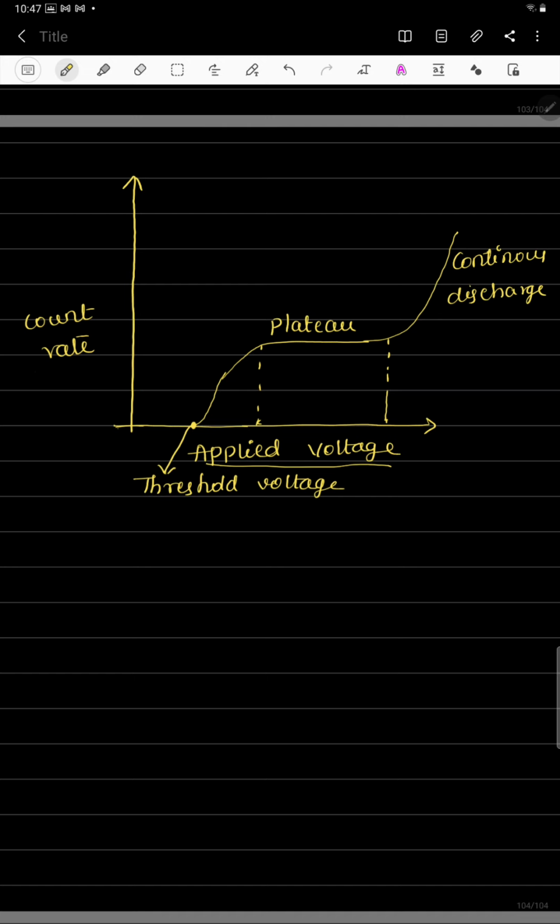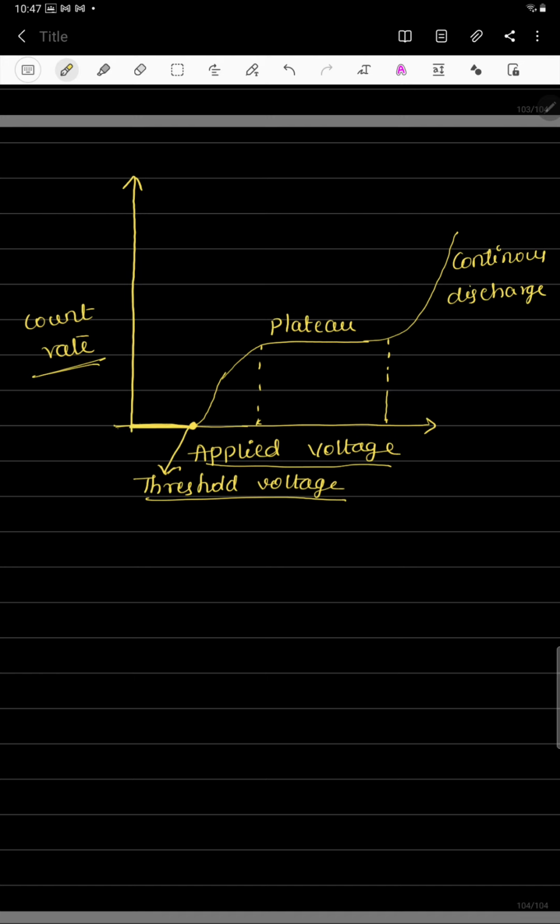Until the voltage reaches a certain minimum value, the GM counter is not going to count the radiations. That minimum voltage required for the GM counter to detect the counts, we call the threshold voltage. If you increase the voltage beyond this threshold voltage, only then is the GM counter going to respond to the ionizing particle. That is what is going to happen here.